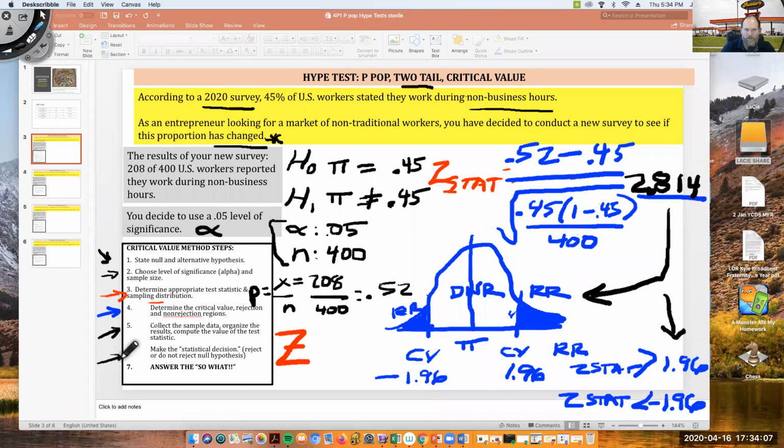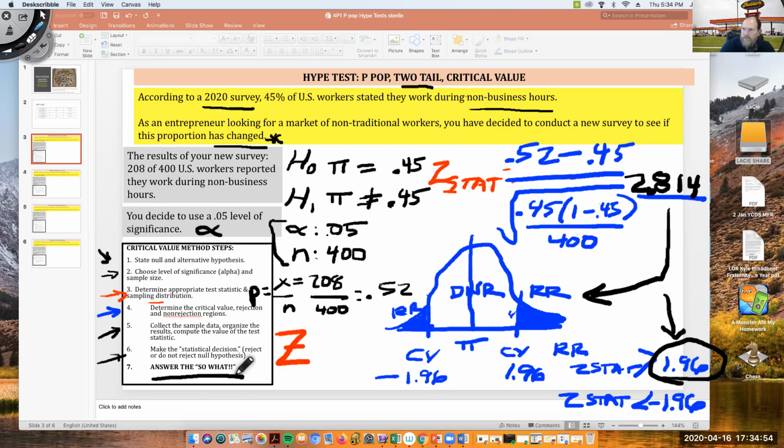And here we are at step number 6, which is make the quote statistical decision, which is reject or do not reject the null hypothesis. So Jenna, based on the fact that my test statistic is 2.814, do I reject or fail to reject the null hypothesis? What do you think? You would reject it because it's greater than 1.96. Okay, outstanding. Very simple. And that is step number 6. Now, Colin, what's the so what of all that? That's step number 7 that I've added. So we reject the null, so what do we do now?